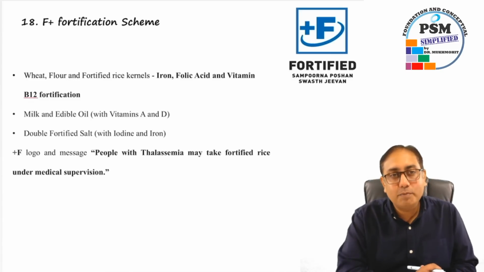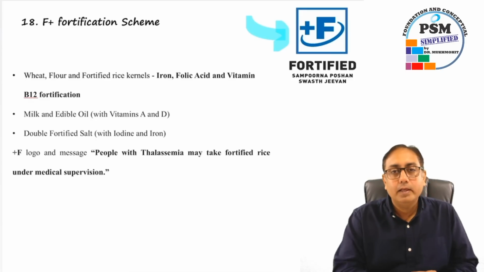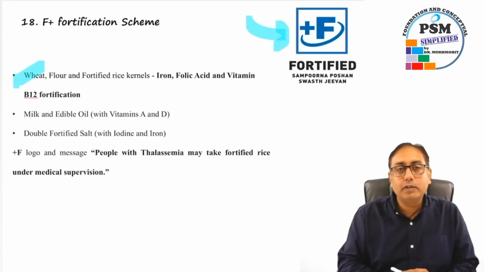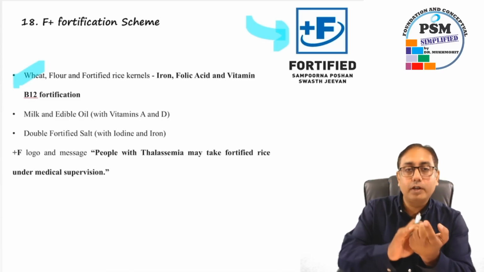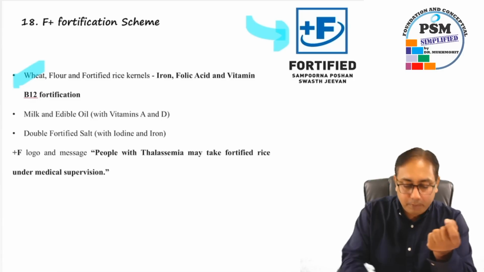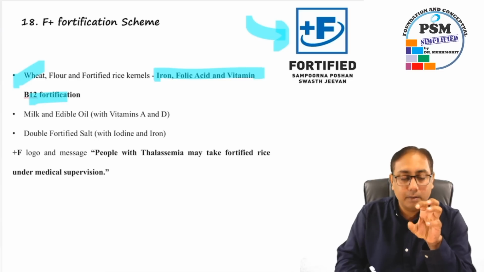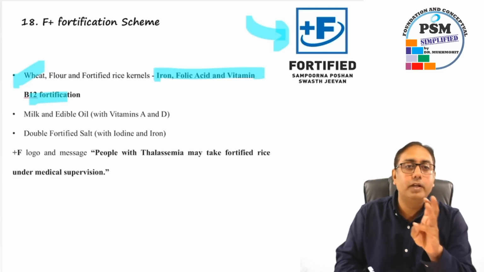Point number 18, F plus fortification scheme. What is this F plus? The logo is F plus. Any food which is fortified in India now will have this logo. It is for wheat flour and the fortified rice kernels. We are triple fortifying them: iron, folic acid and vitamin B12, three elements to be fortified in wheat flour and the fortified rice.